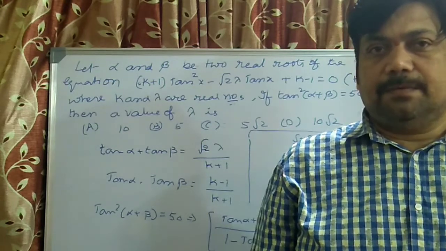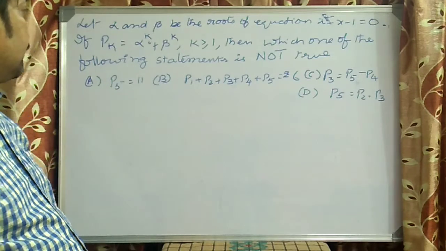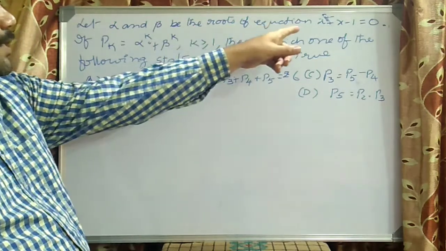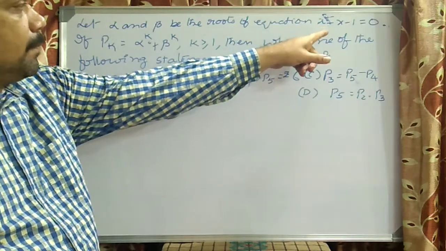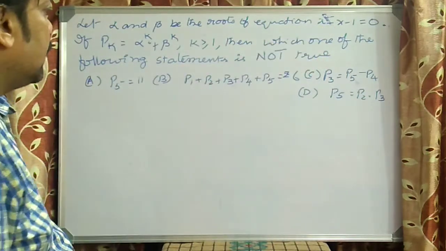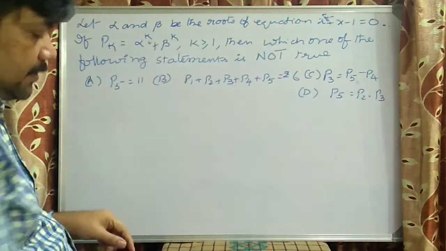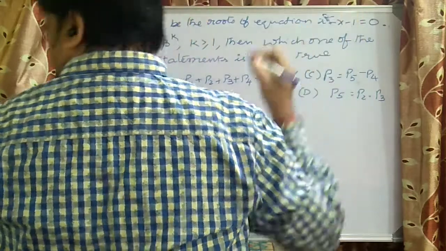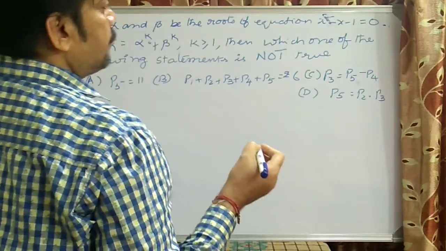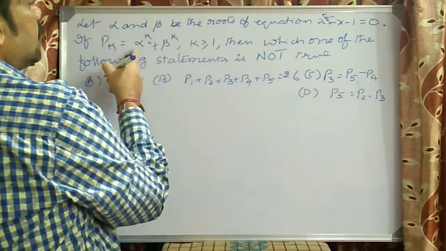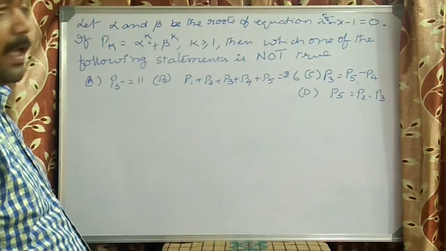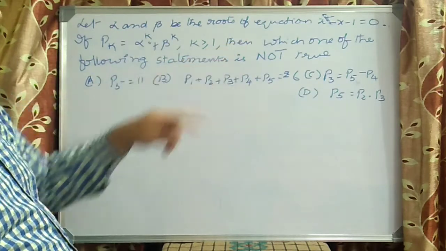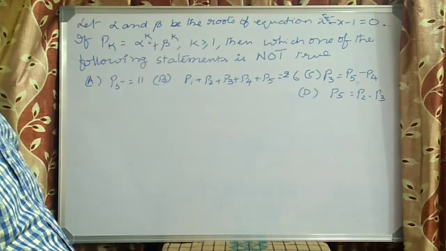particular concepts. Another question here is: let alpha and beta be the roots of the equation x square plus x minus 1 is equal to 0. No, this is not visible clearly. This is x square minus x minus 1 is equal to 0. If Pk is equal to alpha to the power k plus beta to the power k, k greater than or equal to 1, then which one of the following statements is not true?